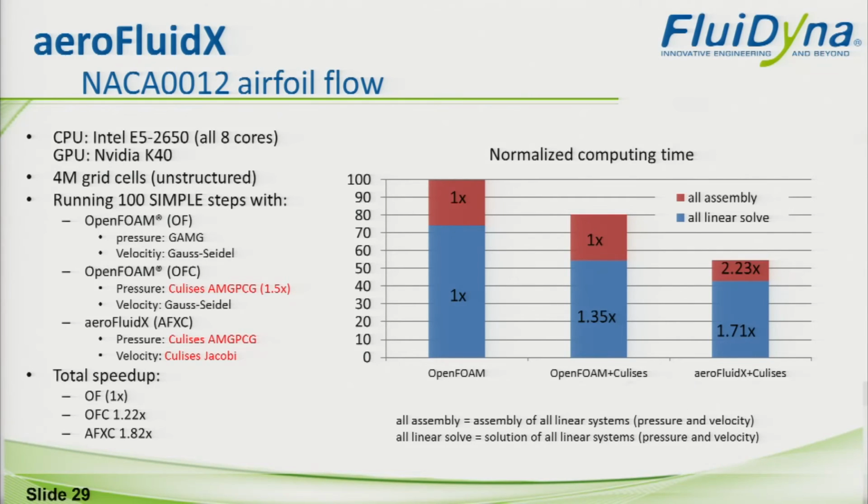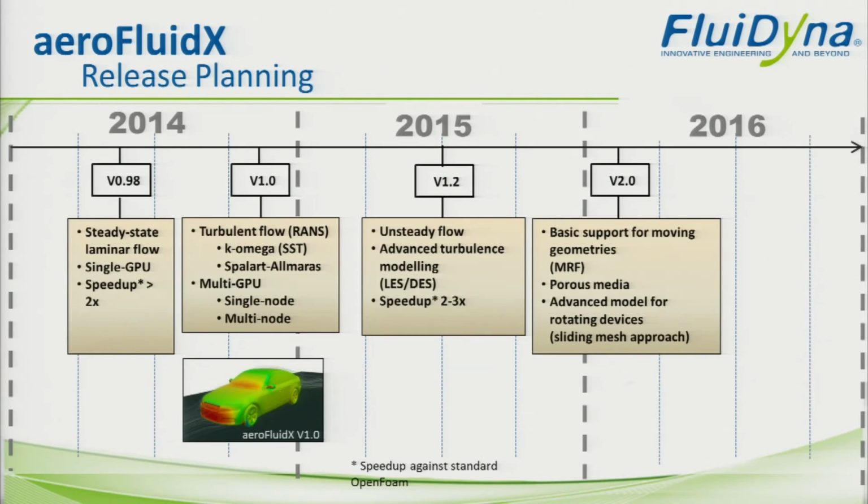Just by accelerating with Culises, you can get 1.35x on this portion. And by adding aeroFluidX, you can now get 2.23x by moving the matrix assembly to GPUs. But in addition to that, you also get better performance from Culises because the equations are now assembled on GPUs, and when you solve on GPUs, you don't have additional communication. So overall, it improves the acceleration.